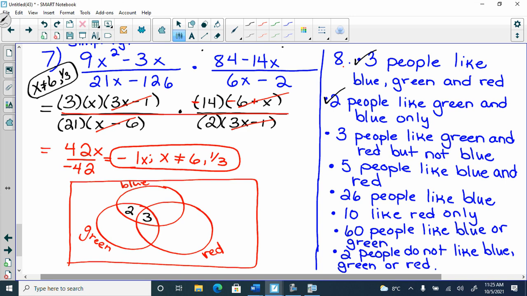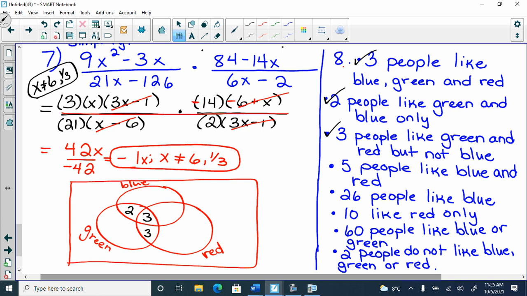Ah, trickery. I gave you another way of doing it without saying only, but it's only. 3 people like green and red, but not blue. What does that mean? Green and red only. So I go to my green and red only, and I put a 3. I don't subtract. This is just a fancy way of saying only.